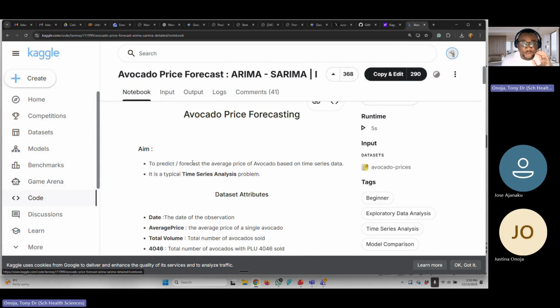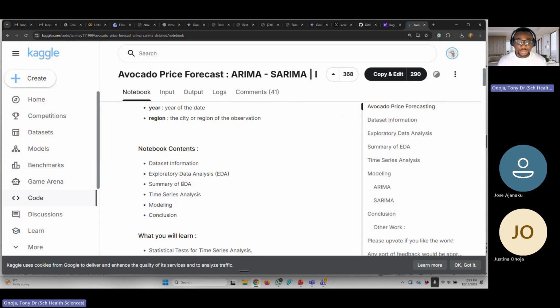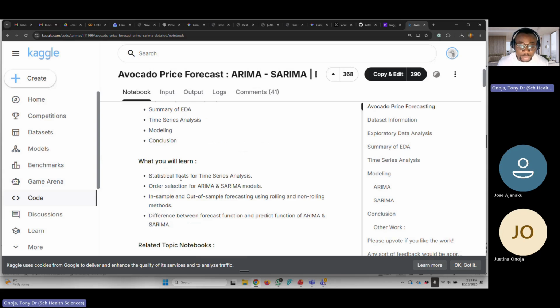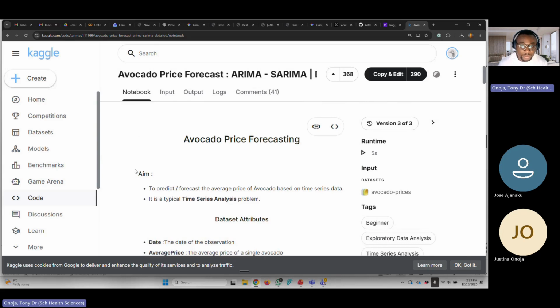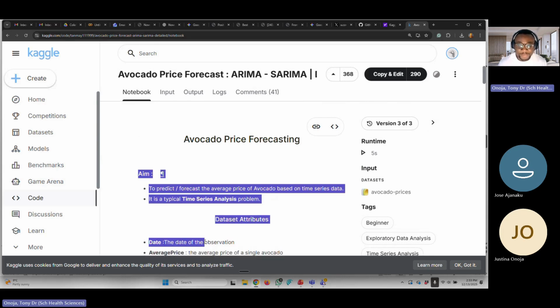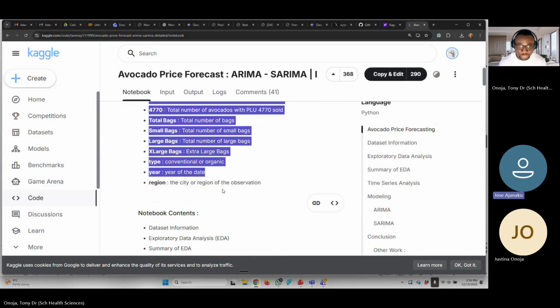Good. So now, look at the aim. The aim is to forecast the average price of avocado on time series data. It is a typical time series data problem. Now, these are the data attributes. Let's copy this in. Are you all with me? Yeah, we are with you, Doctor. Great. So you can see I copied these attributes.